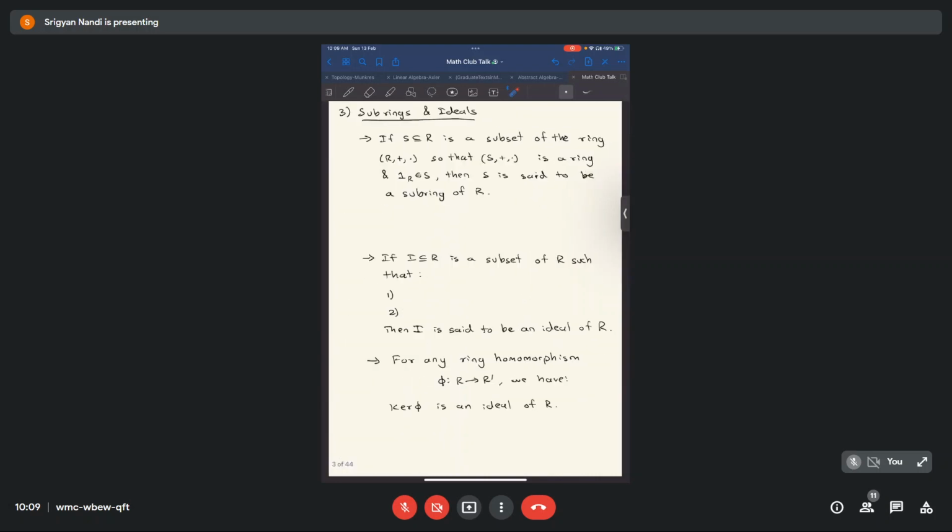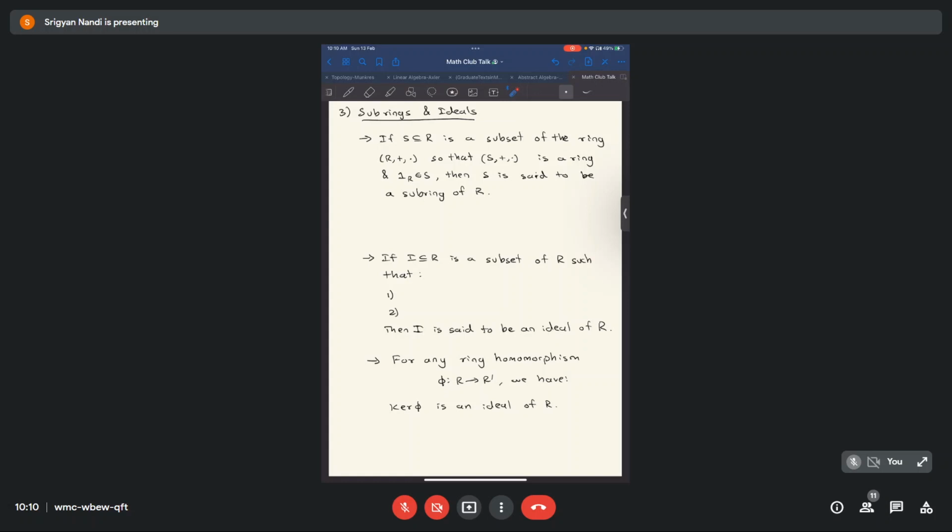So, the third thing I would want to discuss is subrings and ideals before moving on to the main content of this talk. So, just like the definitions of a subspace or a subgroup, we have that if a certain subset S of a ring R satisfies the property that S under the same inherited operations of addition and multiplication also forms a ring, and the fact that the unital element of R also lies in S, then S is said to be a subring of R, which is a pretty intuitive definition.